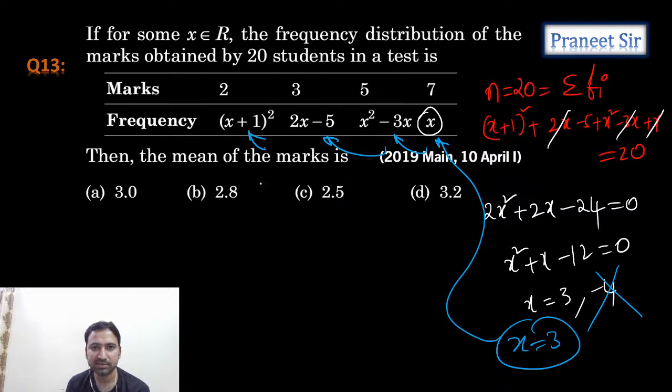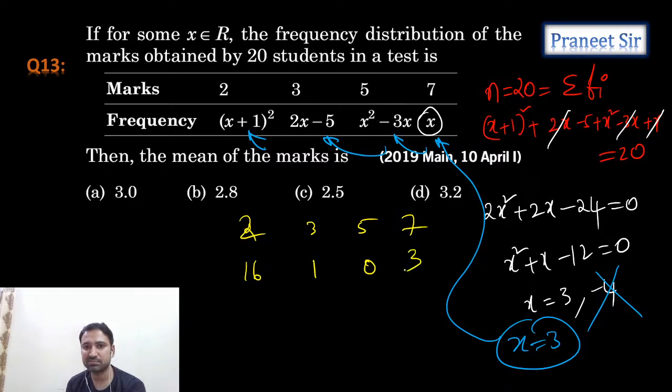Let's make a table again. Otherwise you can do here also: 2, 3, 5, 7. So what is the observation here? Tell me, 16. 16 times it is getting repeated. And what about here? When you substitute x equals 3 here, 6 minus 5, one time. And here 0, and here 3 times. Perfect. Correct only, Aniket. So guys, clear?